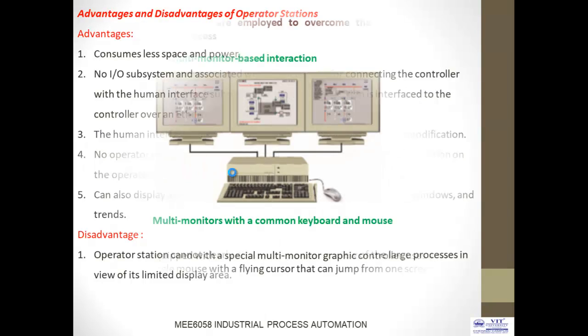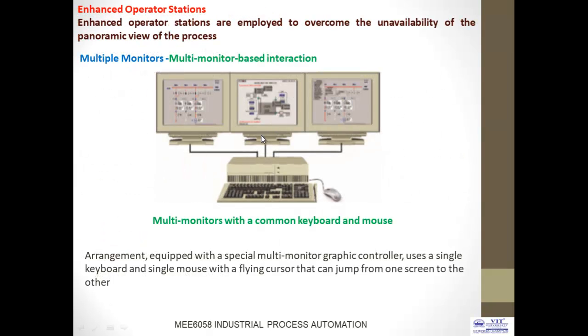If you're going for this type of setup, the investment cost is somewhat too high. Anyway, if you take around 1000 processes, 2000 processes, this type of station is proposed by the design engineer to control the processes. So what you're saying is that enhanced operating stations are employed to overcome the unavailability of the panoramic view. That means a single desktop is very difficult if you take care of 1000 plus. So you have to go for multiple monitor based interactions.